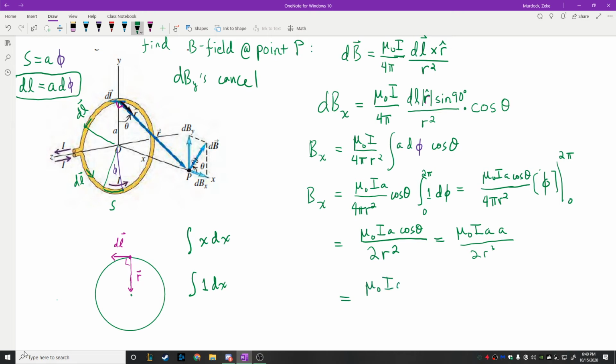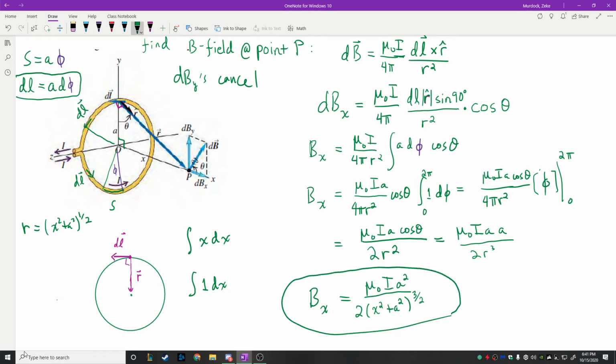Mu naught I a squared divided by 2 times, so r cubed is going to be x squared plus a squared to the 3/2 power. Because r itself would be x squared plus a squared to the 1/2 power. Because r is this, and then x and a are right there. And that is also another right triangle. That's our answer. This would be the magnetic field of a loop of wire on axis.